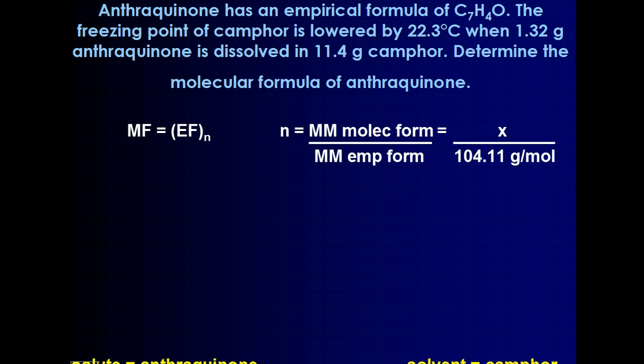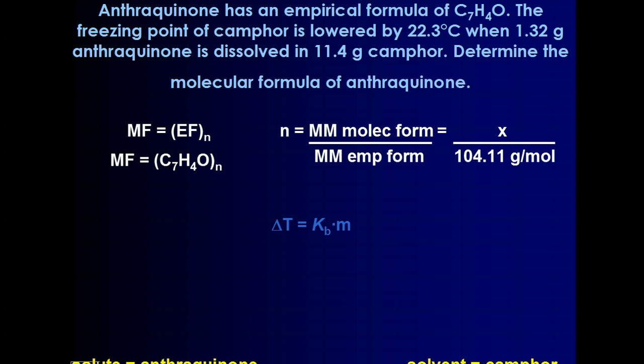So with that information and knowing how anthraquinone depresses the freezing point, we can determine the moles of the anthraquinone by calculating molality with our colligative property equation. We know the temperature change. It says that the freezing point of camphor was lowered by 22.3 degrees Celsius, so that is a change, not a specific temperature, when the 1.32 grams of anthraquinone was dissolved in the 11.4 grams of camphor.